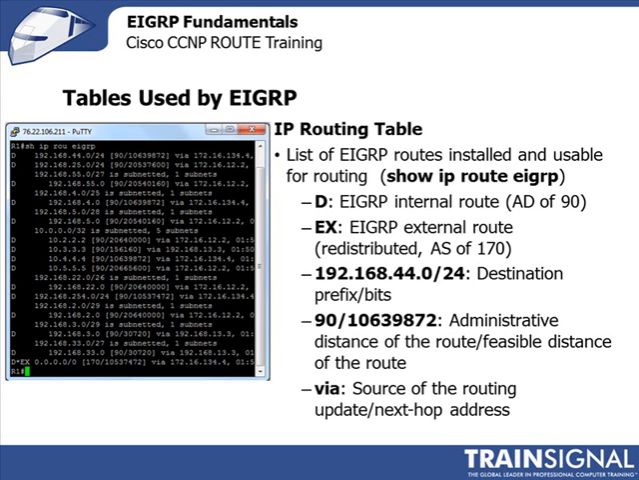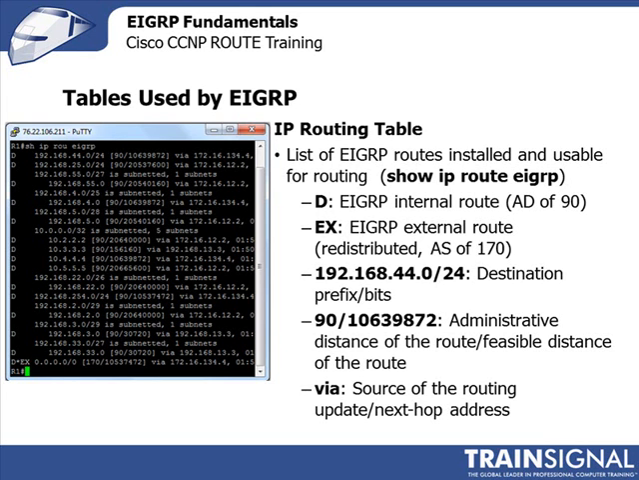of external BGP. EX, as you can see down toward the bottom, is an EIGRP external route. It's been learned through redistribution. It has an administrative distance of 170. In this particular case, it's a default route that's displayed.